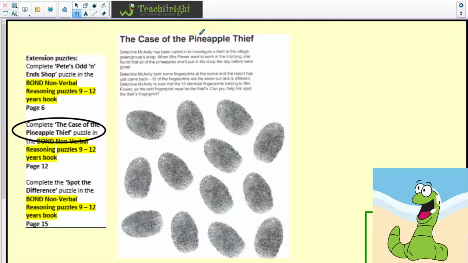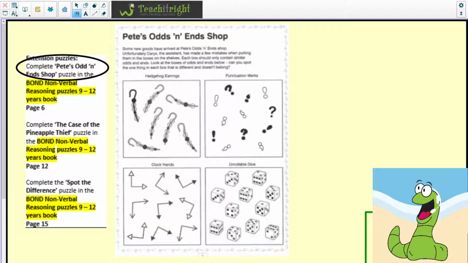So just going back again to the first one on Pete's Odds and Ends shop. If you do want to know what the answers are, then we'll just pick these out very quickly. So the odd one out here was that one. So just read what we've got to do. Few mistakes putting in the boxes. Each box should only contain similar odds and ends. Look at the boxes on it. Can you spot the one thing in each box which is different? So yeah, that one's different.